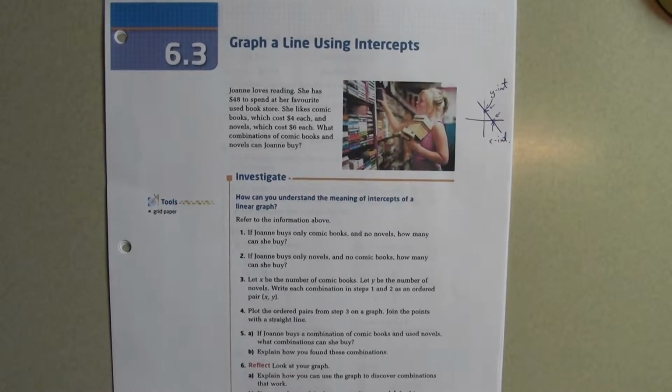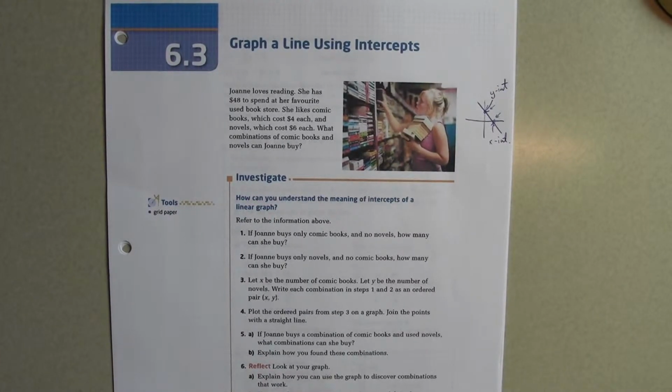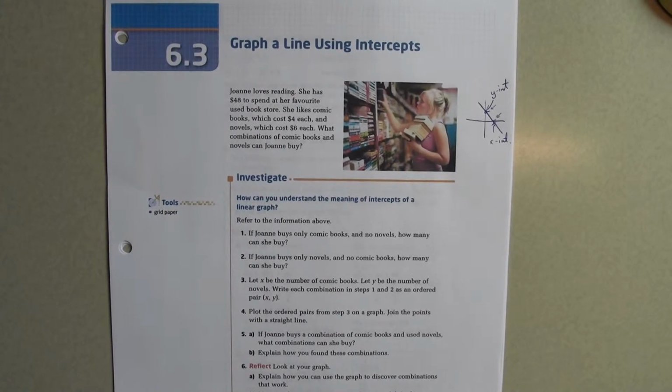All right, Joanne loves reading. She has $48 to spend at her favorite used bookstore. She likes comic books, which cost $4 each, and novels, which cost $6 each. What combinations of comic books and novels can Joanne buy? All right, so how can we understand the meaning of intercepts of a linear graph?